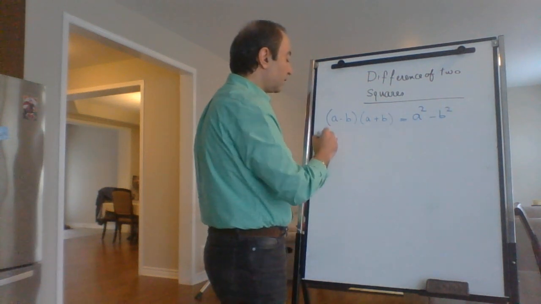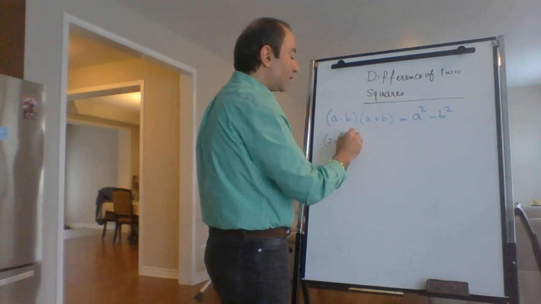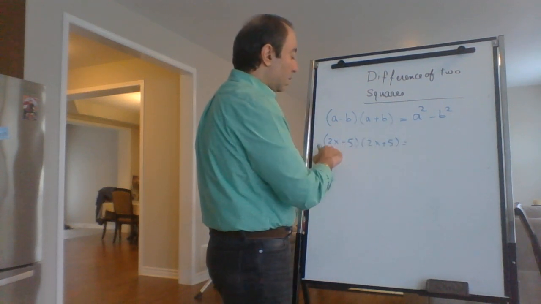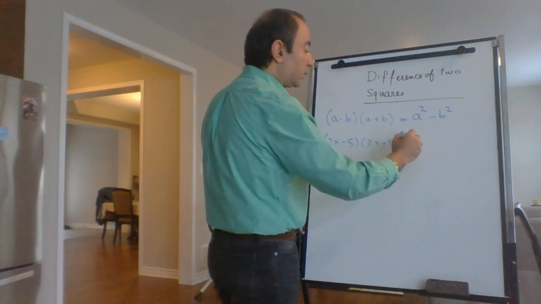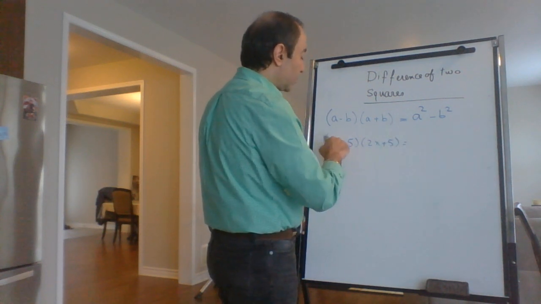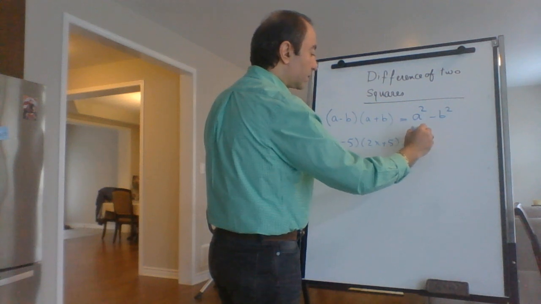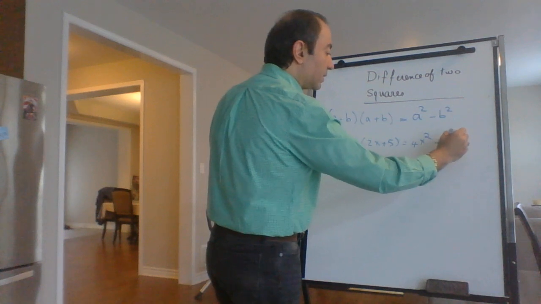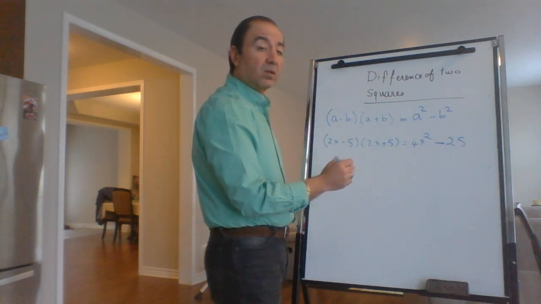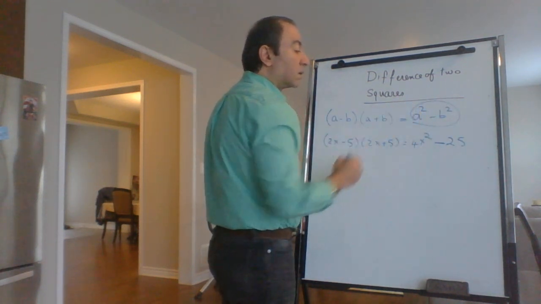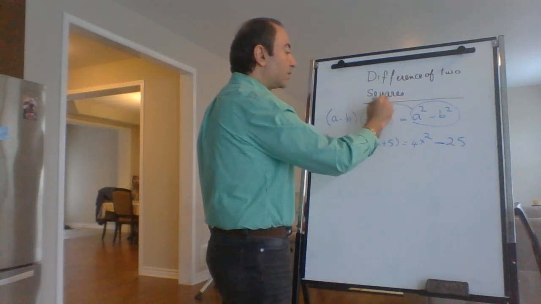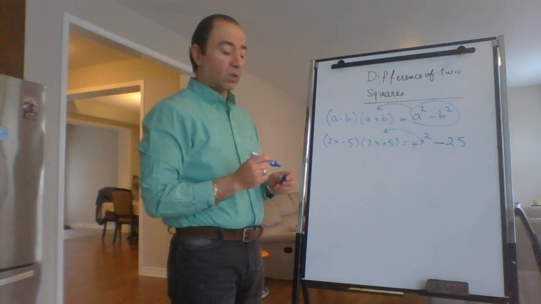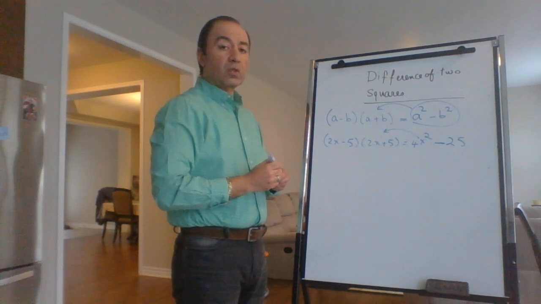An example for that: if I have 2x minus 5, 2x plus 5, we can expand this without FOIL by squaring the first. So square 2x, it will be 4x squared, minus, it's always minus here, square the second, which is 25. Today we are going to do the opposite operation. We're going to have this in standard form, and we're going to return it to factored form. So this is the factoring of the difference of two squares.